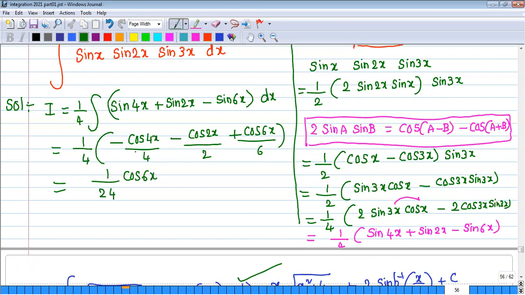So next, minus 1 by 16 cos 4x, minus 1 by 8 cos 2x plus constant of integration.